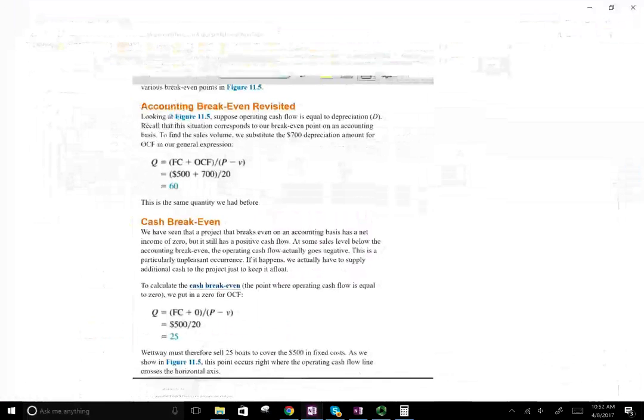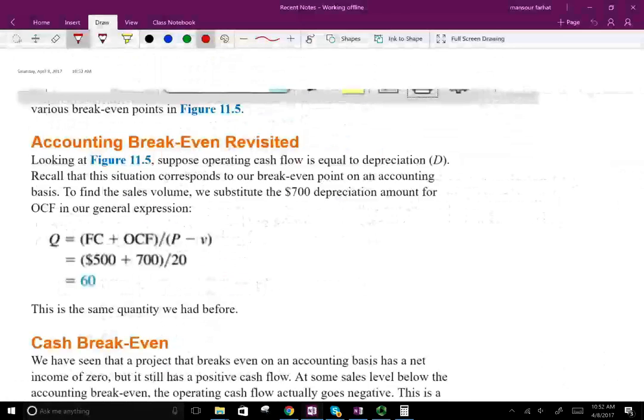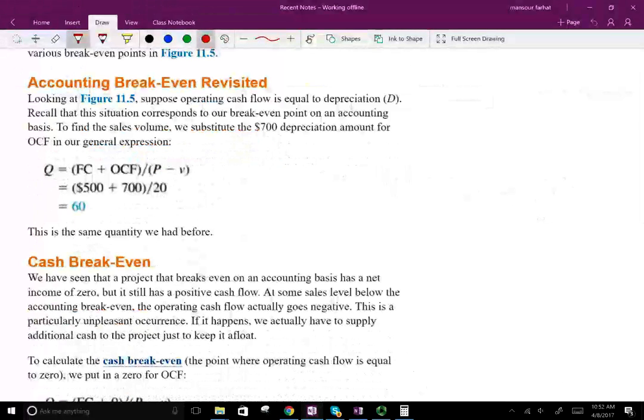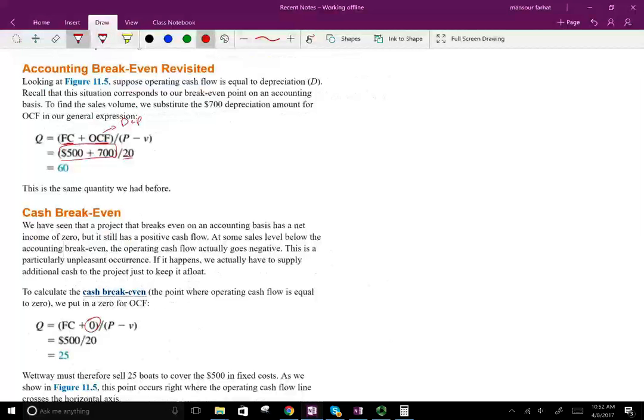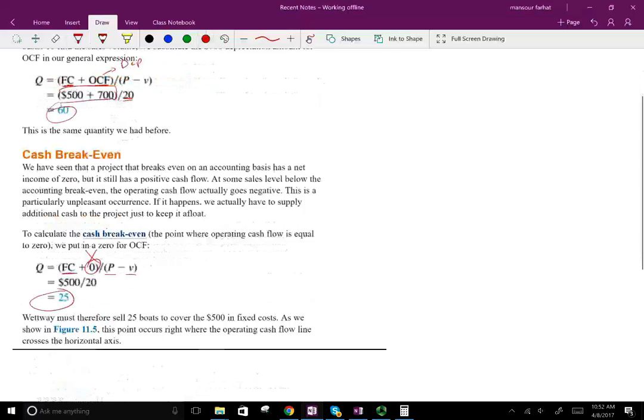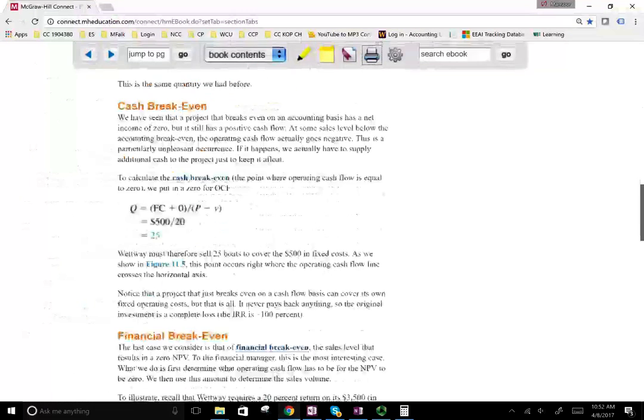there you go. If we look at the difference between the two, for the accounting break-even, you'll take fixed cost plus operating cash flow. We're assuming this is equal to the depreciation. So notice we have 1.2 million in the numerator, 20,000 in the denominator. This is for accounting. For cash break-even, we don't include depreciation. There's no depreciation. Therefore, it's only fixed cost divided by selling price minus variable cost, the contribution margin, which equals 25 boats. So it depends on which break-even we are calculating.